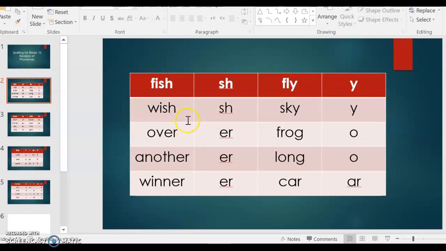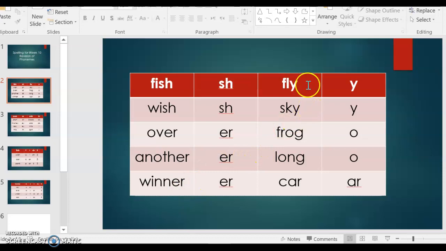Okay, now we'll go to these three words here in this group. Over, another, winner. And all these words, if you look, had ER at the end of them. And that was our digraph that we were focusing on. ER says er at the ends of these words. Listen again. Over, another, winner.